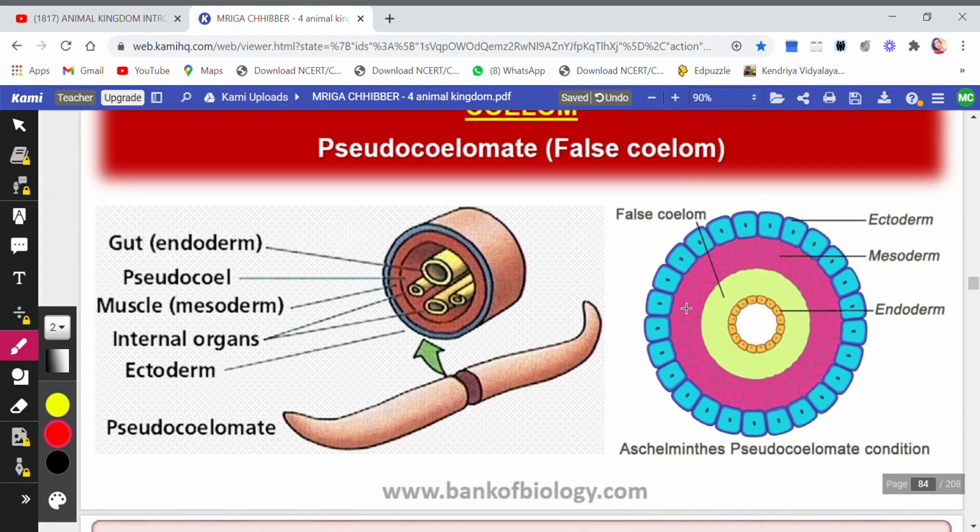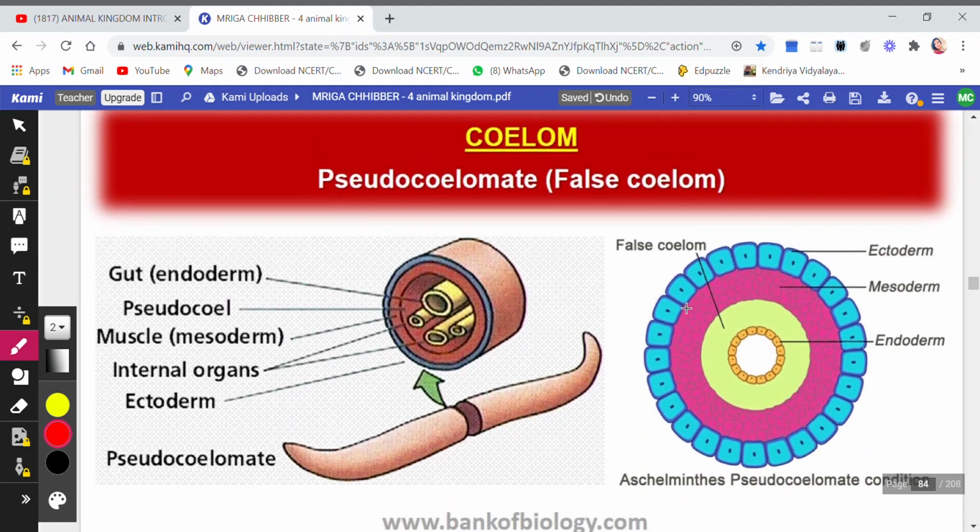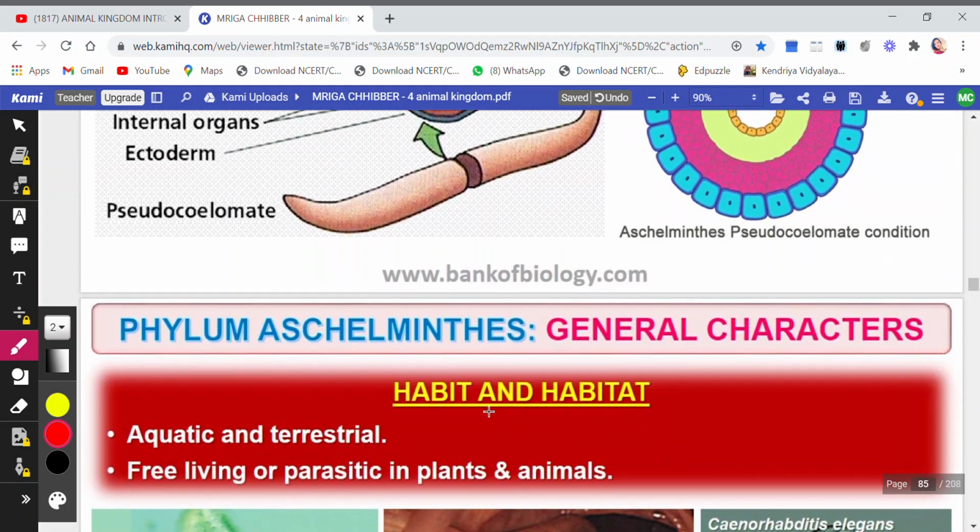Next is body cavity or coelom. They have a false body cavity or false coelom. If you remember, I had already discussed this in the previous videos. We have spoken about the false coelom, that is pseudocoelom. So this is what is called a false body cavity, false coelom, or pseudocoelomate.